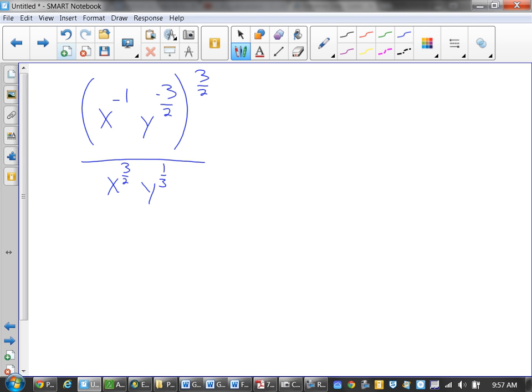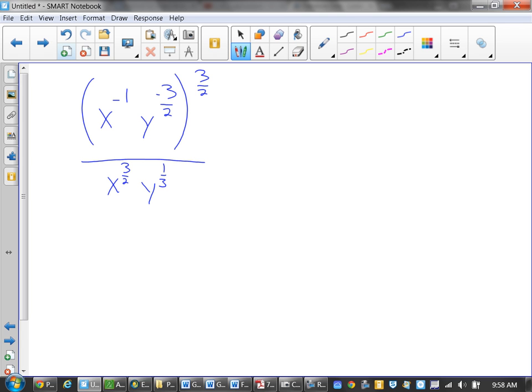Now, a couple things you've got to set up here. Guys, you can't simplify anything between the numerator and the denominator right off the bat, because you have the numerator raised to a power, which means you have to distribute that power to both exponents. You have to do that first.